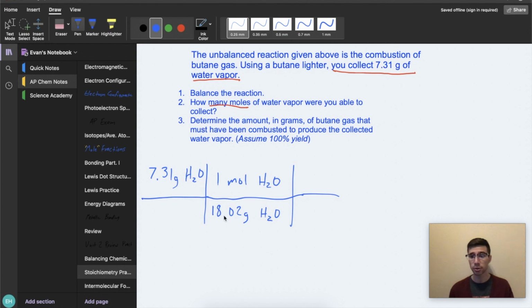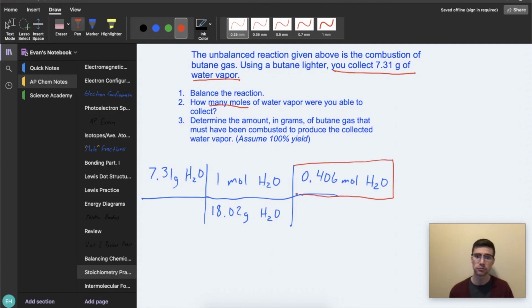Now this is a pretty simple division. All you have to do is divide 7.31 by 18.02. And what you end up getting from that is 0.406 moles of H2O. Okay, awesome. This is the amount of moles. So we have just solved for question number 2.